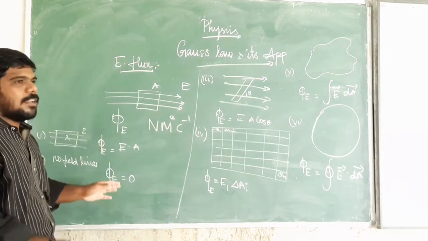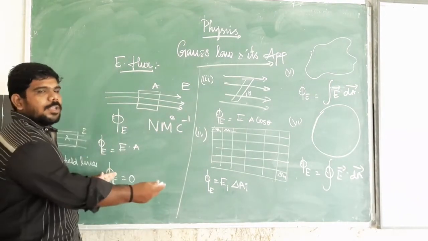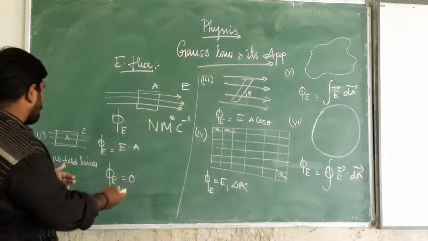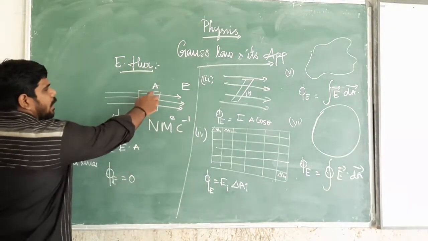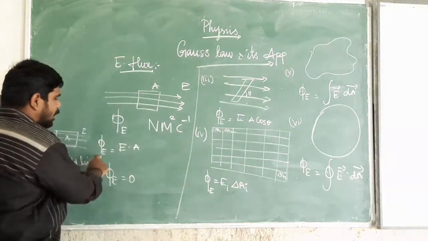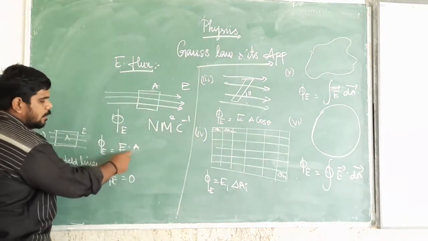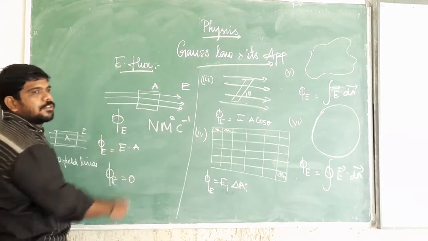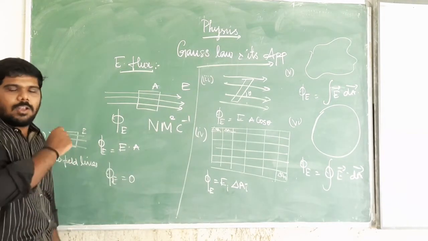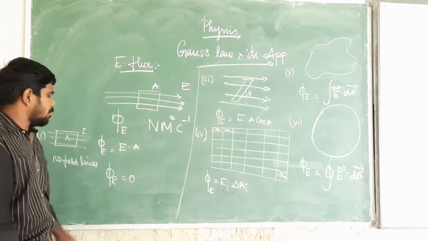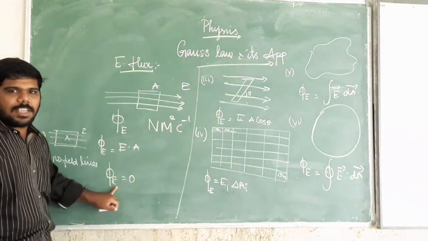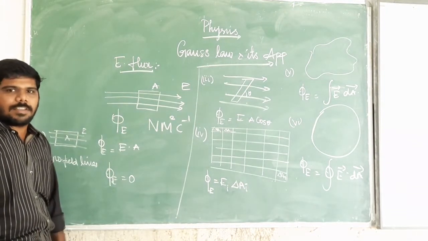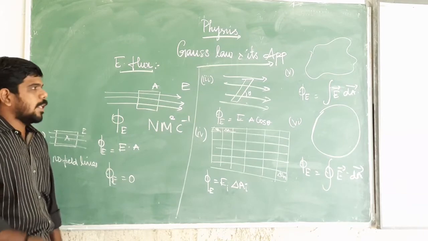First we take a surface having area A, so the electric flux phi of E is equal to E into A. In case there are no field lines passing through the surface, the electric flux phi of E is equal to 0.